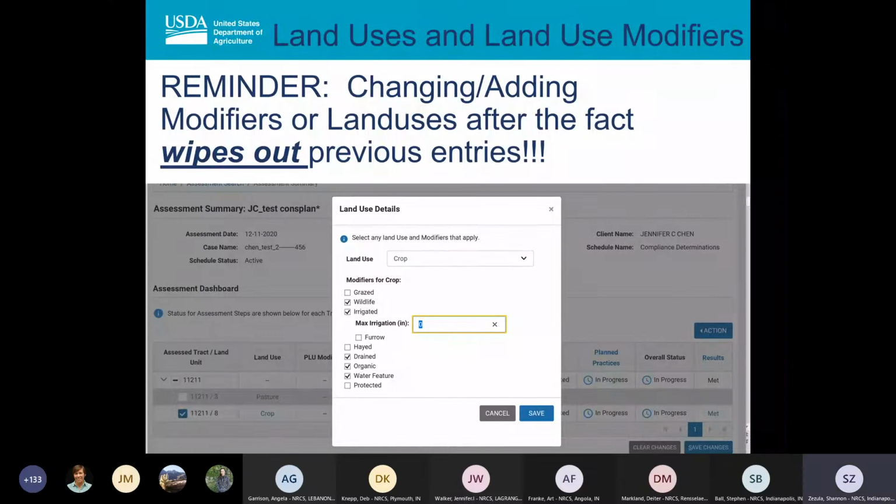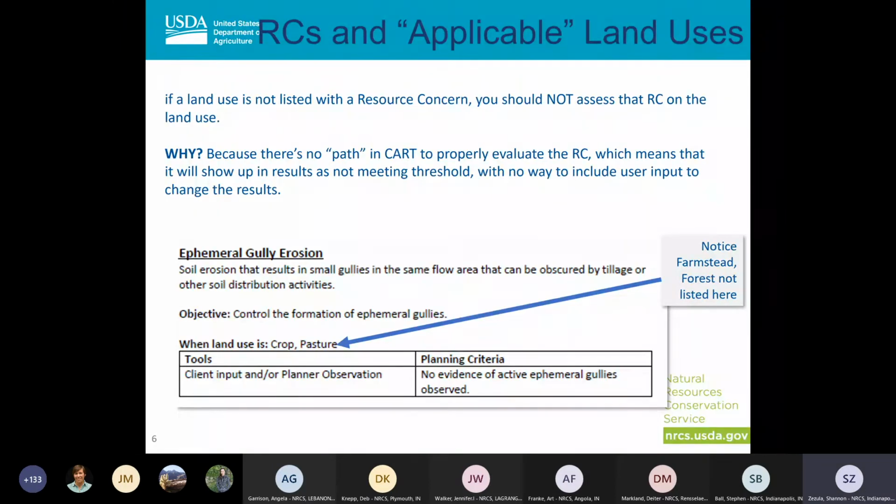Okay, let's continue. And another reminder, if a resource concern is not applicable to that land use, do not tag it in CART. This again is a hard lesson that we learned, that if you tag a resource concern and you don't have the appropriate land use or the appropriate land use modifier also tagged, you cannot assess it. And as you get to the end, it will show that you do not meet that resource concern.